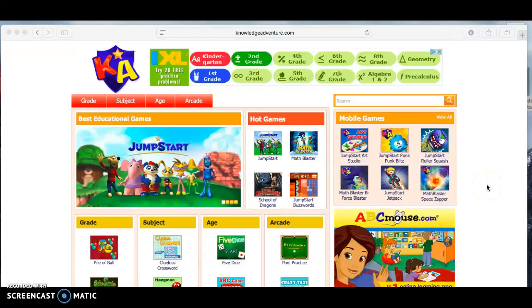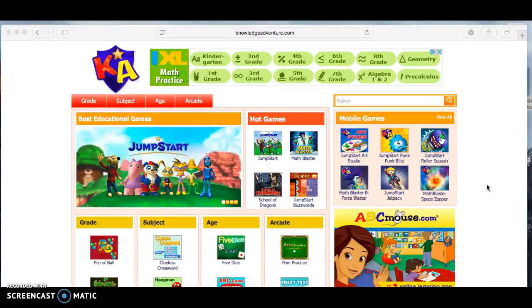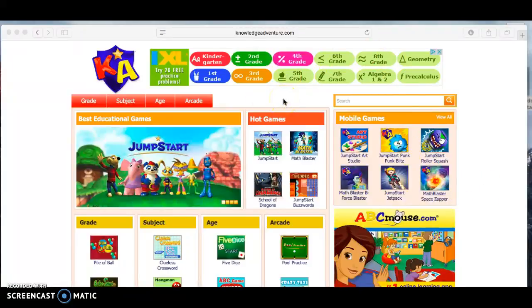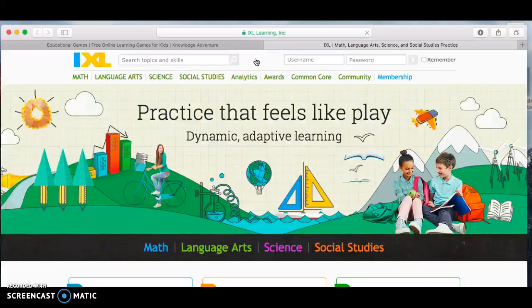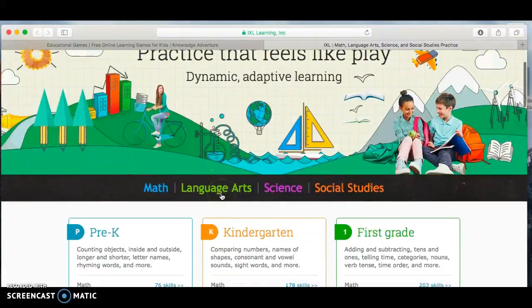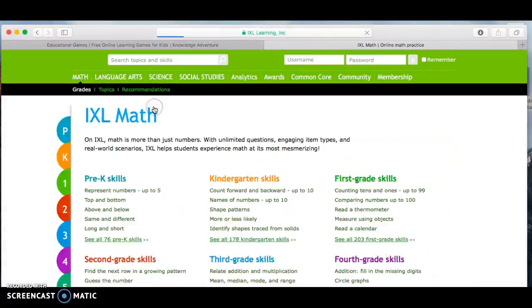The resource website that I used is called knowledgeadventure.com. I think it's really helpful because it doesn't matter what grade you're teaching, there's something for all levels. So I plan on teaching second grade, so we'll go to that. And then we'll choose our topic. So I'll choose math.